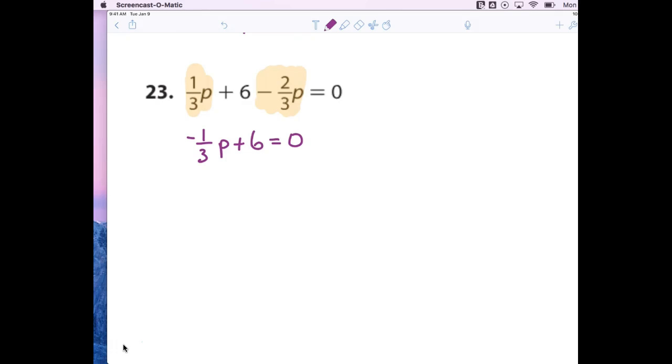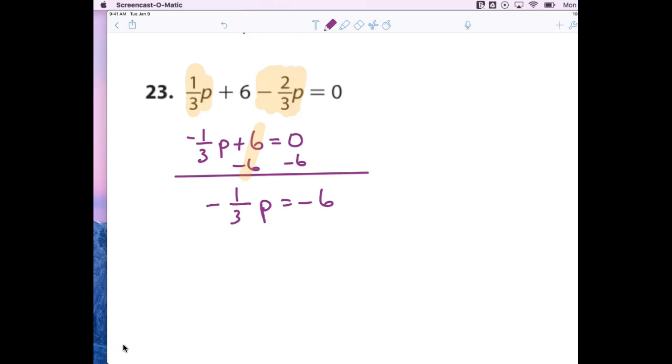All right, Leighton, now what? Then you would put the minus 6. That's correct. Very good. And the 6's cancel out. Exactly. So you do 0 minus 6, which is negative 6. Very good. And so 1/3 p. And then you do negative 6 divided by 1/3.